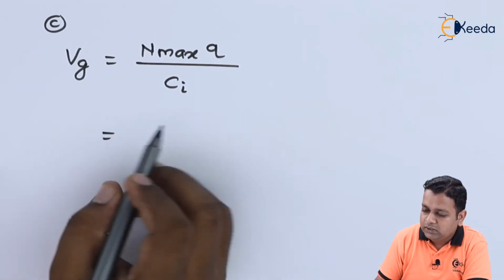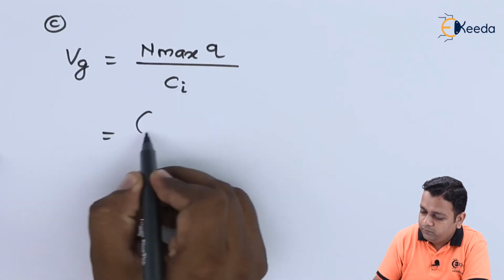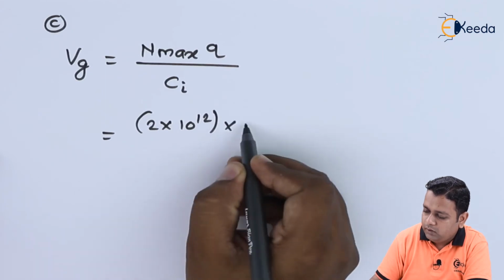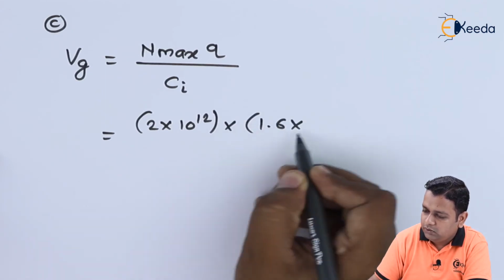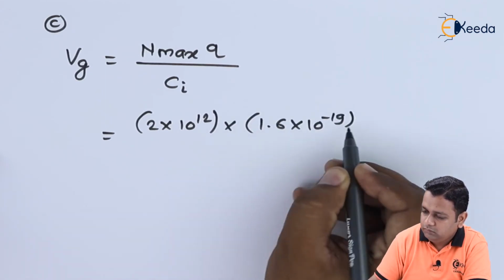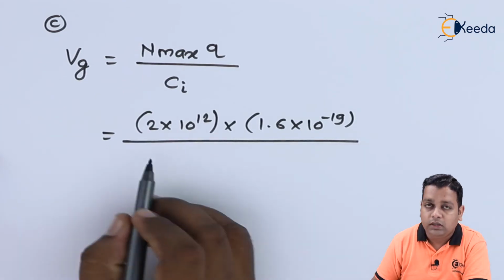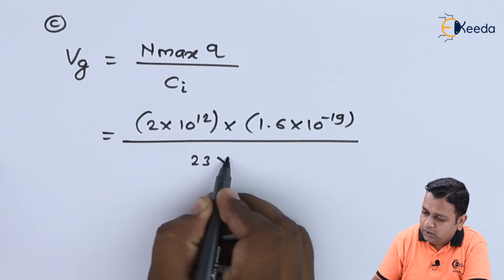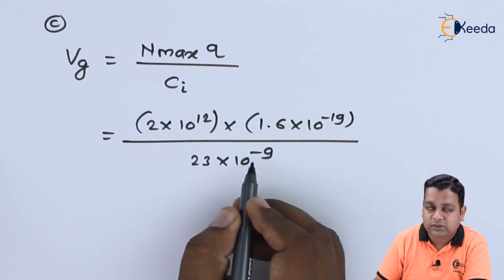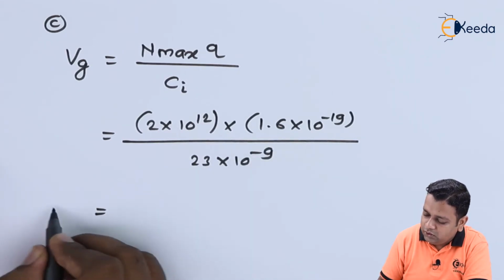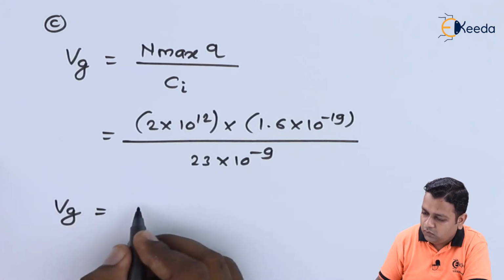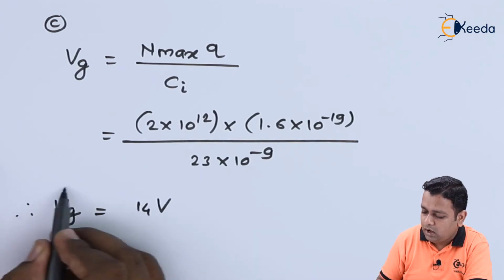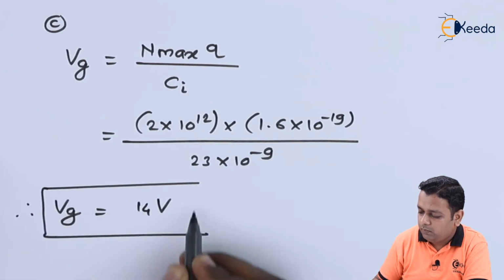So here we can make substitution into the numerator, 2 into 10 raised to the power 12 into 1.6 into 10 raised to the power minus 19, divided by the answer from part A. It is 23 into 10 raised to the power minus 9. So this results into Vg is equal to 14 volts here. That can be outlined as the answer for part C.